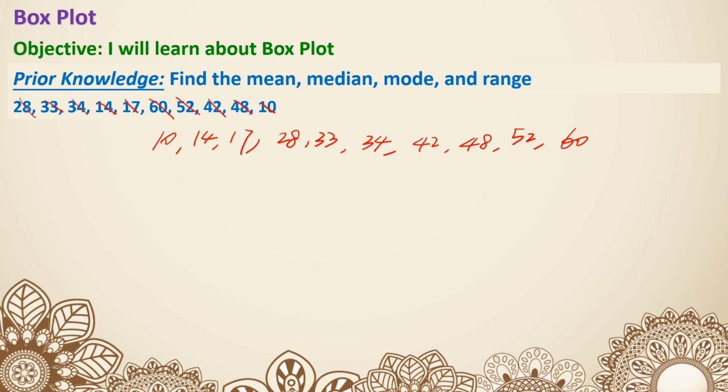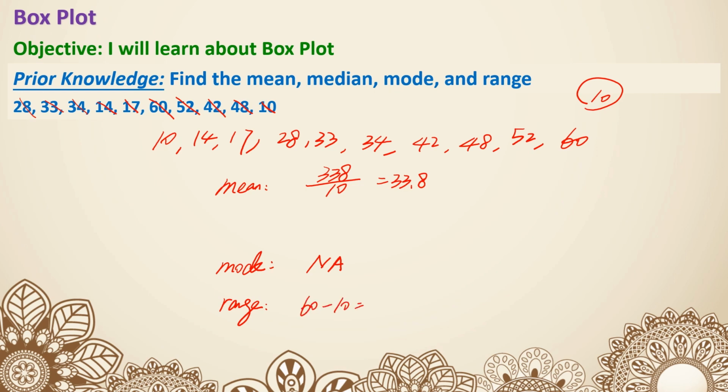Okay, next, let's calculate the mean. There are 10 numbers in total, so we're going to add them all together, and that should give you 338 divided by 10, which means the mean is 33.8. Mode is the easiest, but in this case, there's no number that is appearing more than the others. They all just appeared one time. So in that case, mode is NA. Range, that's going to be the biggest minus the smallest, so 16 minus 10, which is 50.